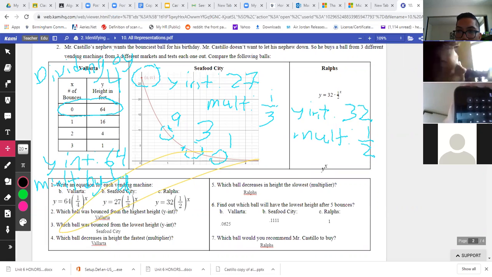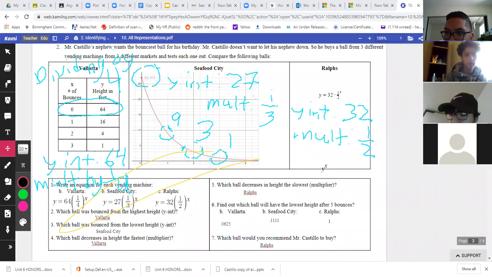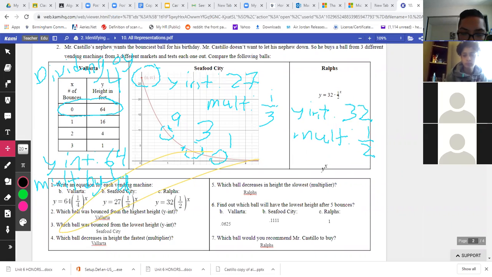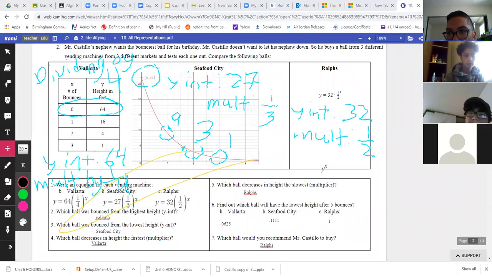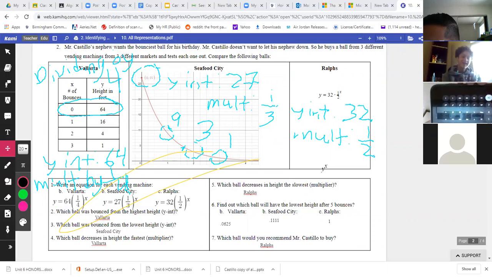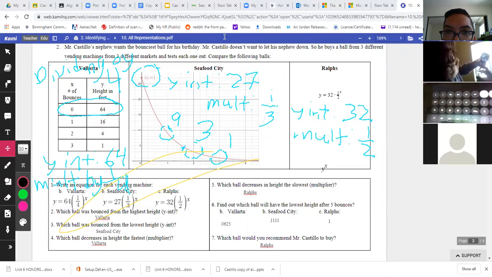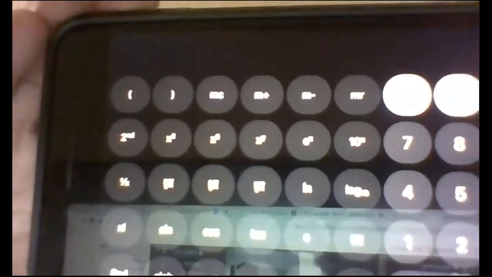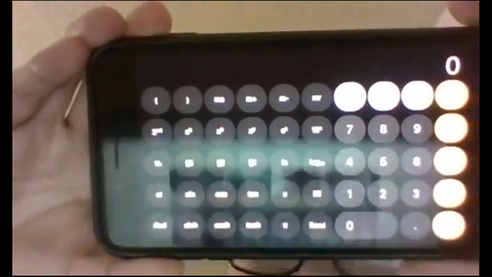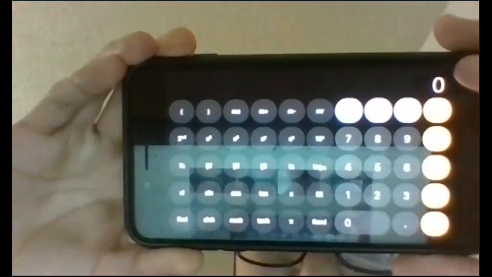I got 1.2. Wait, what? Try that again. Press 2, Y to the X, and then 3, and it equals. I got 1.2. Huh. What's wrong with your calculator? Wait, is it the right X? Hold on. Which one is it? Let me move closer to the screen. Okay, now your screen's big on mine. Back it up a little bit. This video quality is not good.